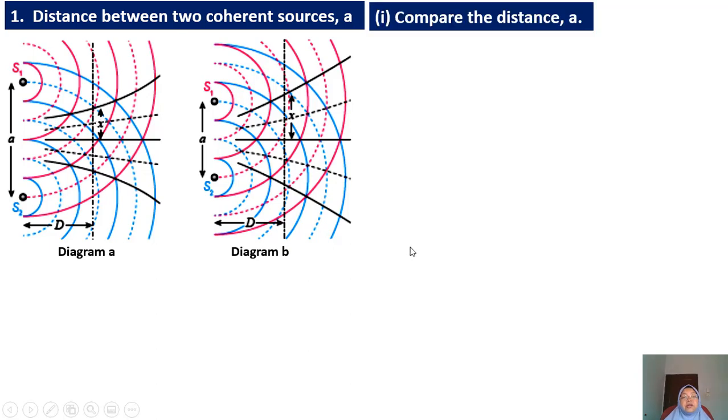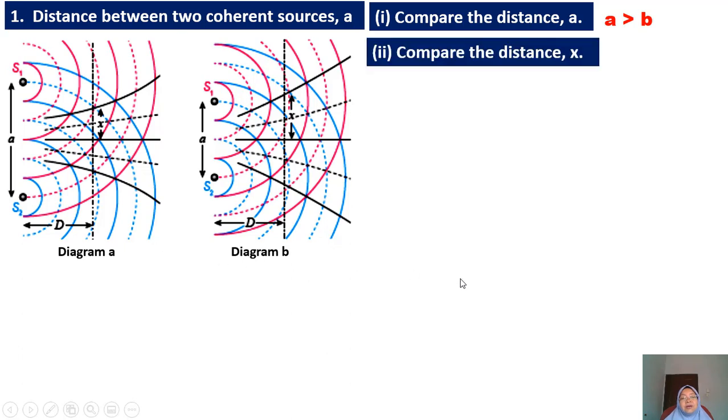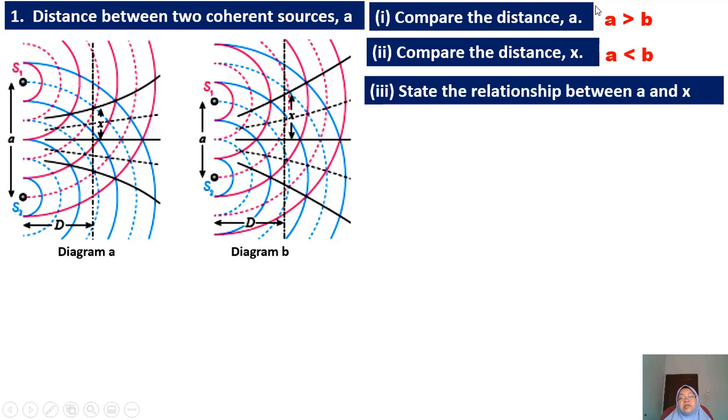First question, compare the distance a. Diagram A is larger than diagram B. Compare the distance x. It seems that x for diagram A is lower than for diagram B. State the relationship between a and x. Here a is bigger, here a is lower, so this is inversely proportional. So a is inversely proportional to x.